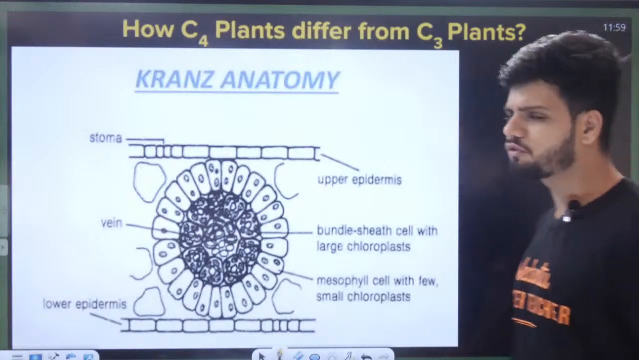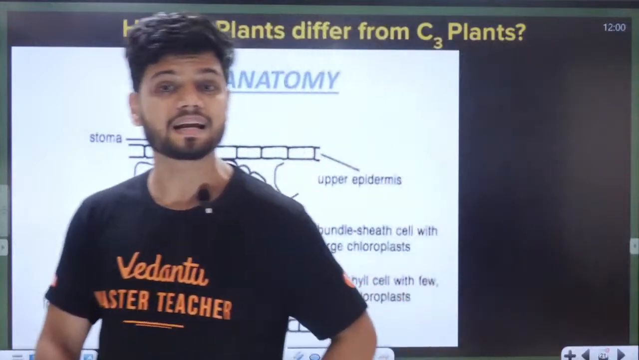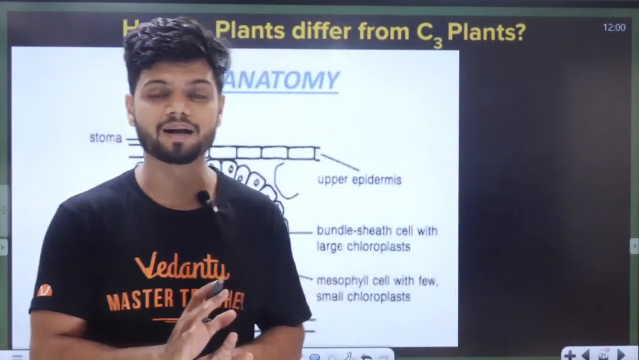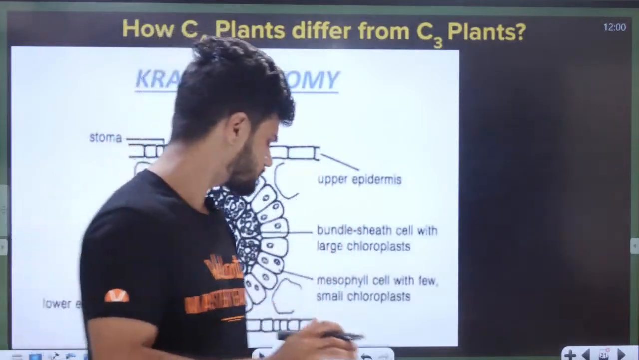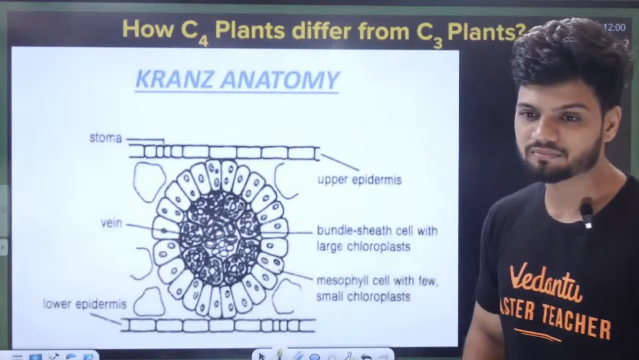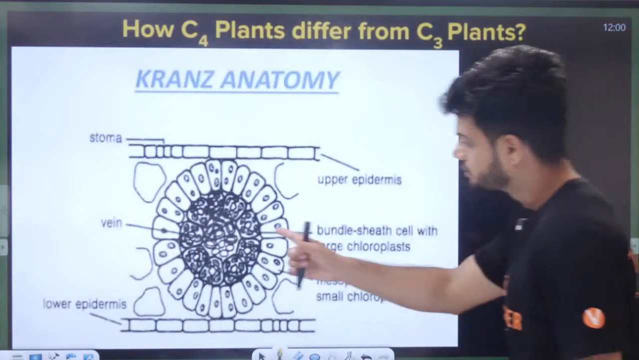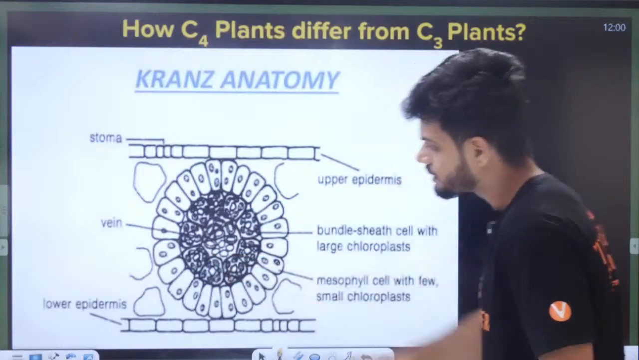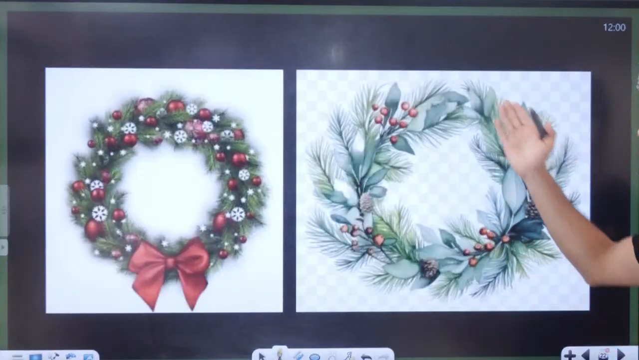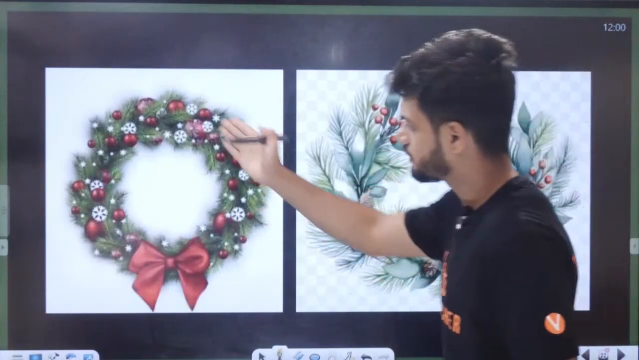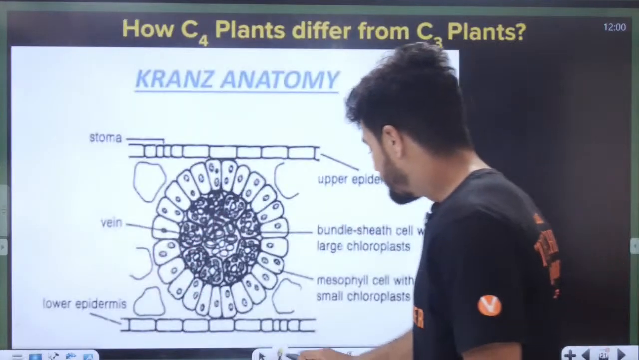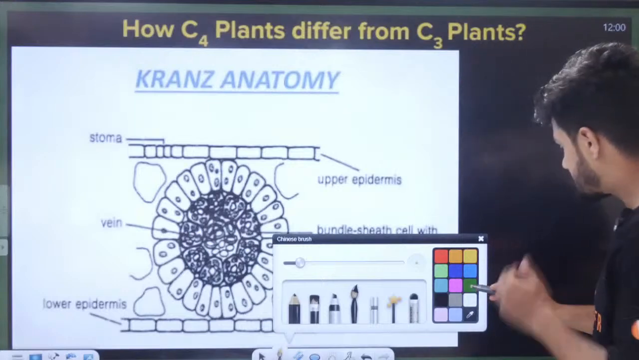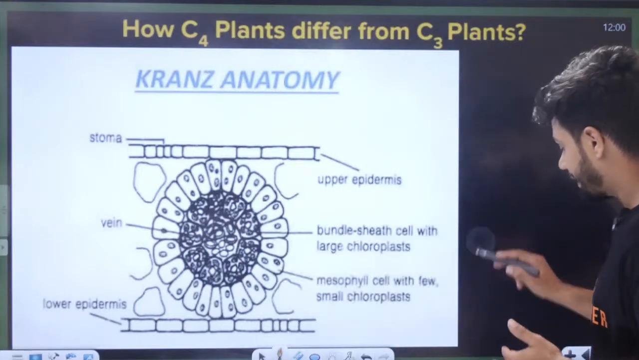In the case of C4 plants, there is a very different anatomy. How many of you know what a wreath is? A wreath is like a Christmas wreath. So we can see a wreath-like arrangement here.